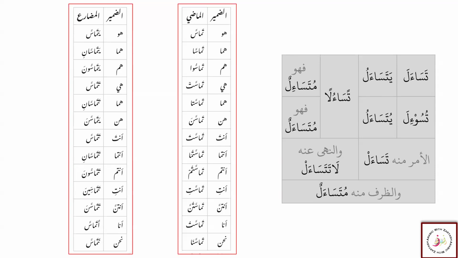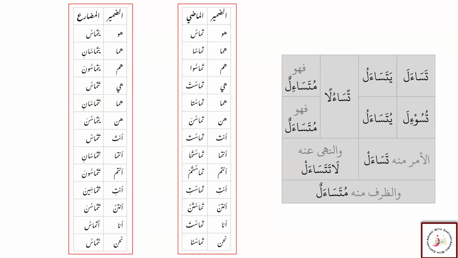So we will have yatamasani, then yatamasuna. Tatamasu, again tatamasu, then tatamasani. Then we have hunna yatama sasna. Here again, there is a typo. We are going to break it here, like tama sasna. So we have yatama sasna.